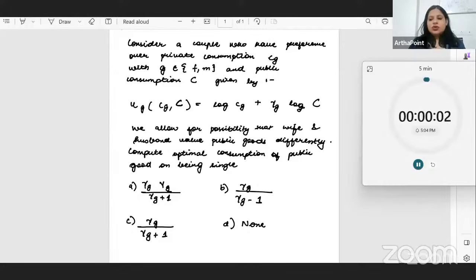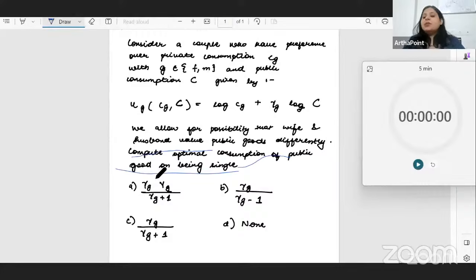Okay, so time's up. Let us go ahead and have a look at the answer to this question. It is very simple, but it is very tricky. Why tricky? They gave all this information about a couple, about husband, wife, etc. But finally, when you read the question, it says compute optimal consumption of public good on being single. It means this is just the optimization problem of one person, right?